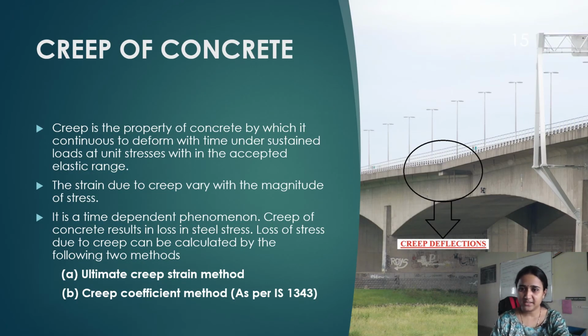See this diagram, there is a creep deflection in this road bridge. So creep is the property of concrete by which it continues to deform with time under sustained loads at a unit stress within the acceptable elastic range. The strain due to creep may vary with the magnitude of stress. So we have already discussed that creep loss is calculated with two methods: ultimate creep strain method and creep coefficient method as per IS 1343.